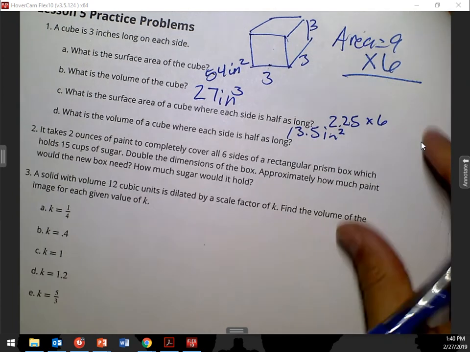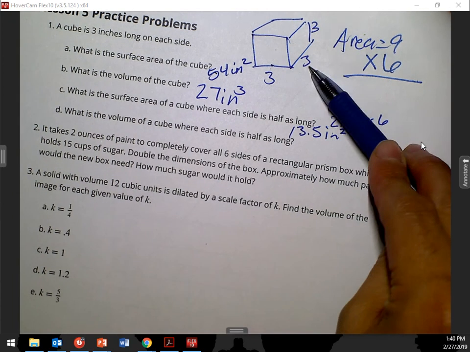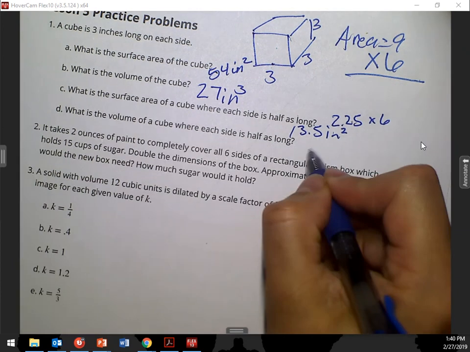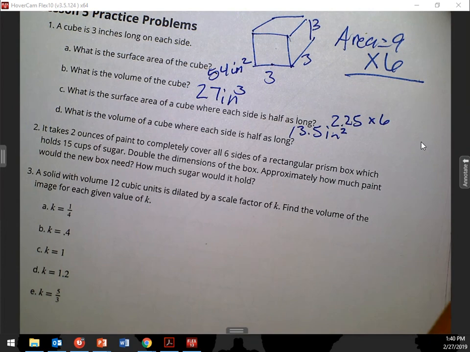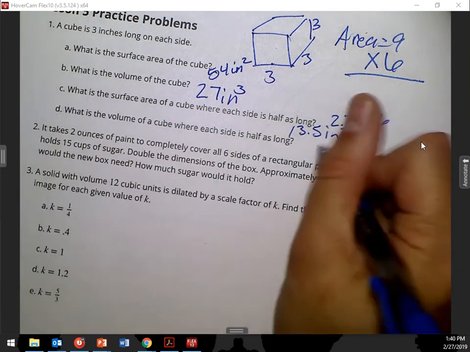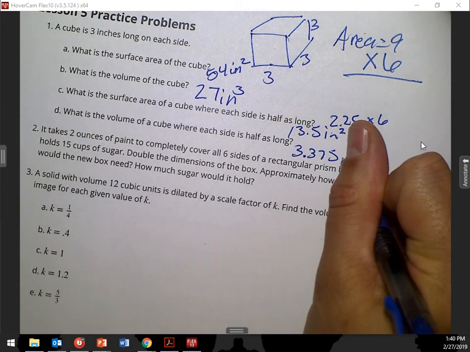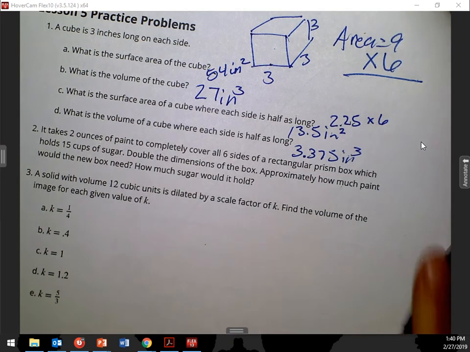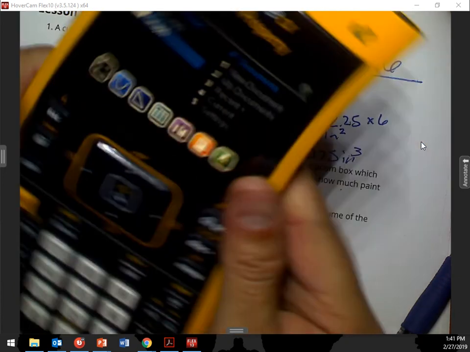What is the volume, same thing, 1.5 times 1.5 times 1.5? 1.5 times 1.5, yeah. It's 3.375 inches cubed. Because it's 1.5 times 1.5 times 1.5.